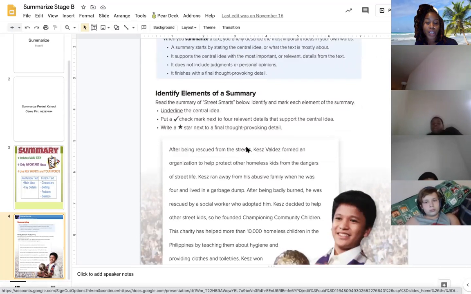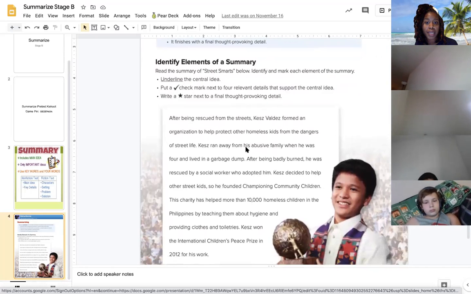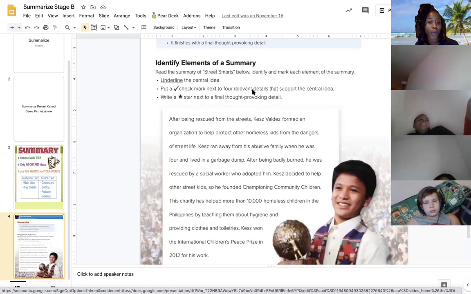All right. So this here is a summary from the Street Smarts text that we read before at the beginning of our workshop. It says, read the summary of Street Smarts below. Identify and mark each element of the summary. So we're going to underline the central idea. We're going to put a check mark next to 4 relevant details that support the central idea. And then we're going to write a star next to the final thought-provoking detail. Okay, so we have 3 tasks that we need to do to complete this activity.